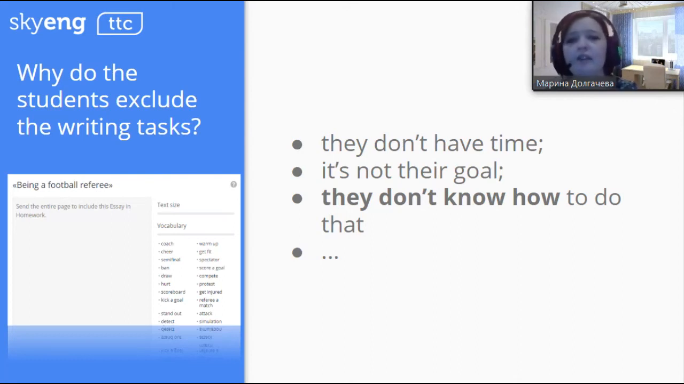And have a look. There are students, and the majority of them, I should say, who just don't know how to do that. So they would be happy, they really want to maybe do some creative piece of writing, but they just don't know how to express their ideas, or how to express their creativity in a right way, in a proper way.